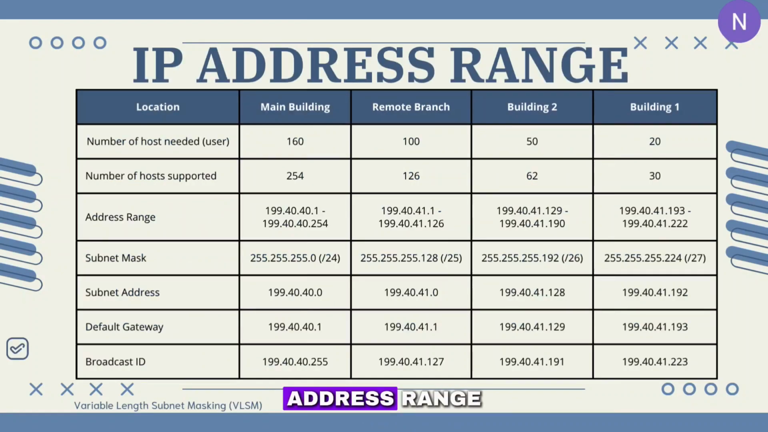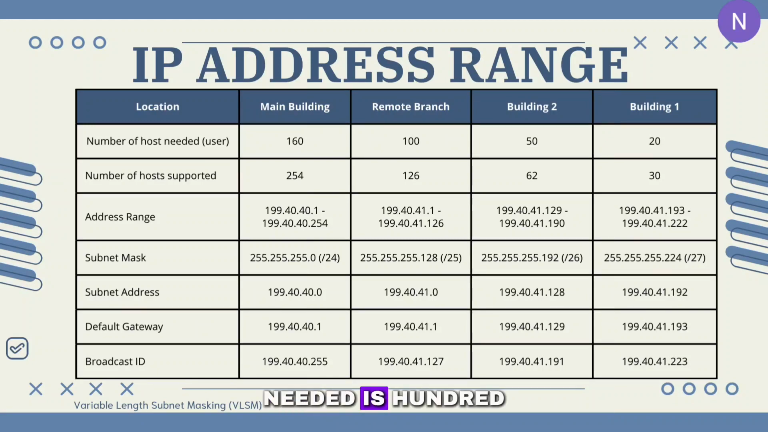Okay, so for the IP address range for the main building, the number of hosts needed is 160, and the number of hosts supported is 254. The address range is from 199.40.40.1 until 199.40.40.254, and the subnet mask is 255.255.255.0/24. The subnet address is 199.40.40.0, and the default gateway is 199.40.40.1. Broadcast ID is 199.40.40.255, and the second one is the remote branch.